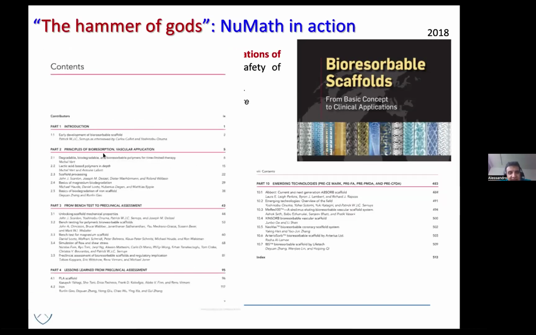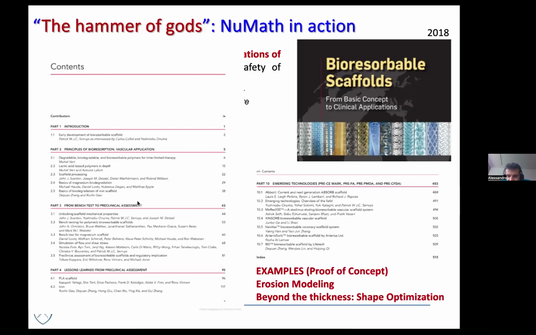I was happy, and I was pretty sure to find a lot of mathematics in this book. And no, I didn't find it. I found only some. This is the table of contents of this book, but there is a minimal role for modeling. And I think this is an error, a big mistake, not only from the scientific point of view, but also from the industrial point of view. So what I'm going to show you is two examples.